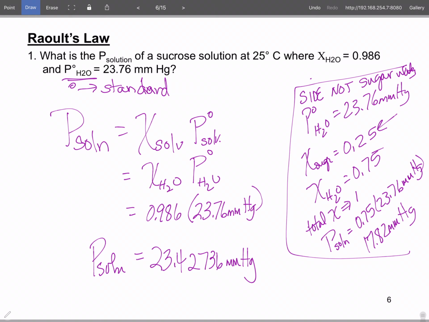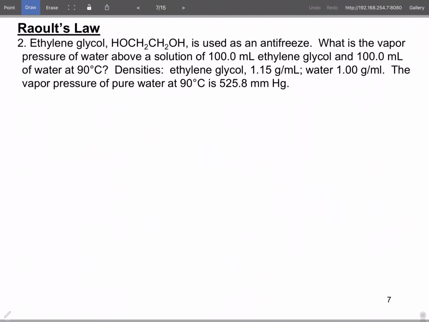Okay, so that's being given the amount. And this one, ethylene glycol, is used as antifreeze. Ethylene glycol is a molecular compound, so when you're looking at the particles, you would multiply by 1. What's the vapor pressure of water above a solution of 100 milliliters of ethylene glycol and 100 milliliters of water? Densities are given, and we're given the pure water at 90 degrees.